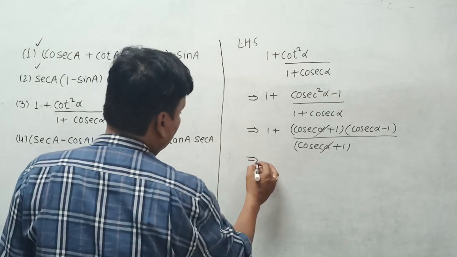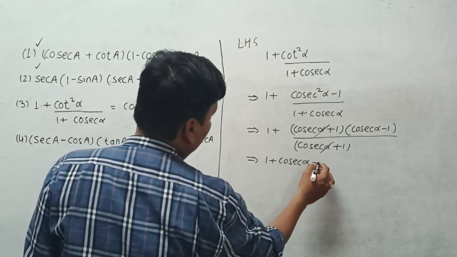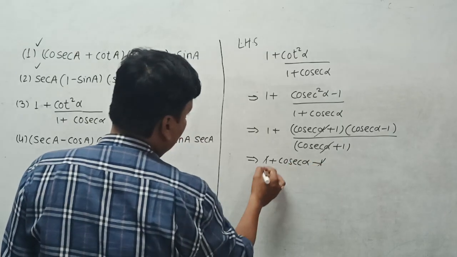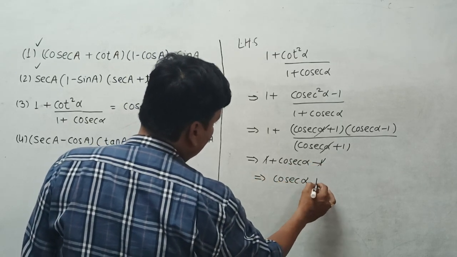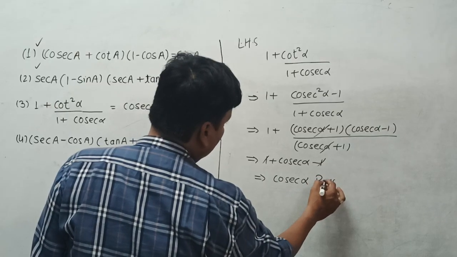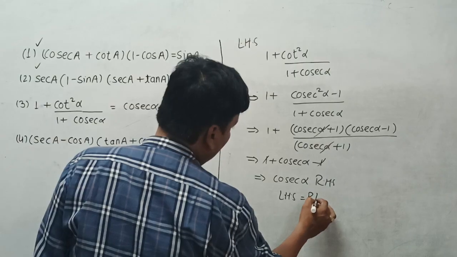This is cancel out. So what we will get? We will get 1 plus cosec alpha minus 1. 1 is also cancel out. So that is cosec alpha. So LHS is equal to RHS. Note down.